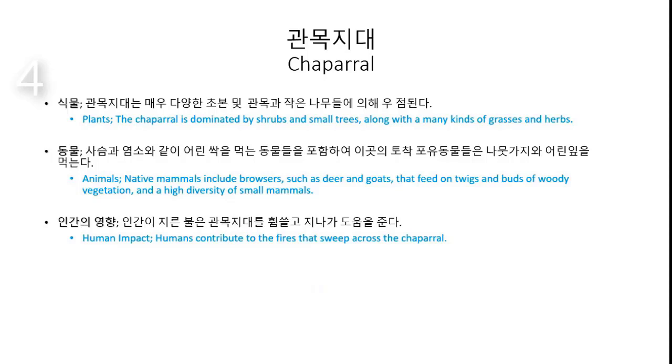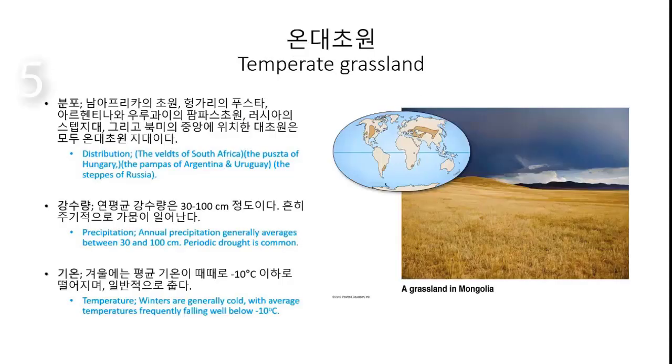Plants. Chaparral is dominated by shrubs and small trees, along with many kinds of grasses and herbs. Animals. Native mammals include browsers such as deer and goats that feed on twigs and buds of woody vegetation, a high diversity of small mammals. Human impact. Chaparral areas have been heavily settled and reduced through conversion to agriculture and urbanization. Humans contribute to the fires that sweep across the chaparral.